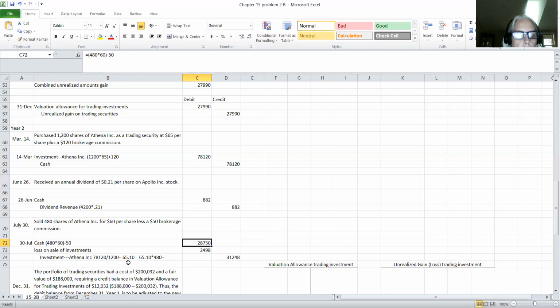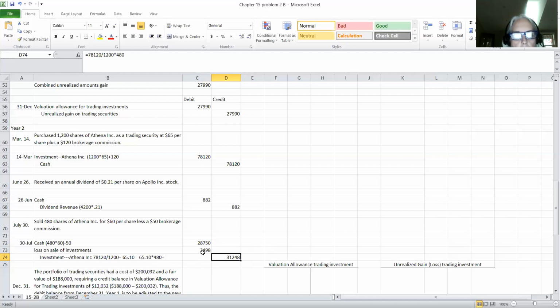$65.10 is the cost per share. Multiply the $65.10 cost per share times the 480 shares that you sold, and that will leave you with a credit to our asset account, the investment account, for the total cost of the shares that we sold, because the cash that we received was less than the cost of the shares of stock that we sold.